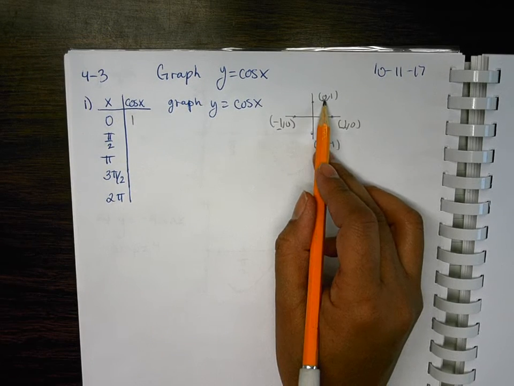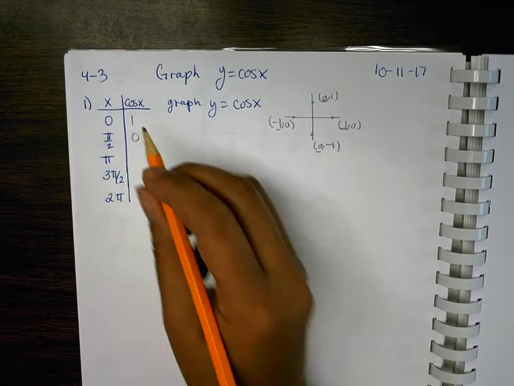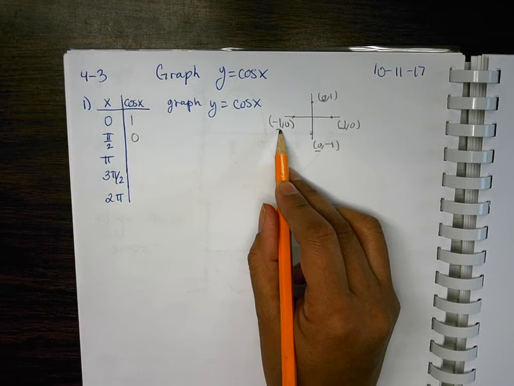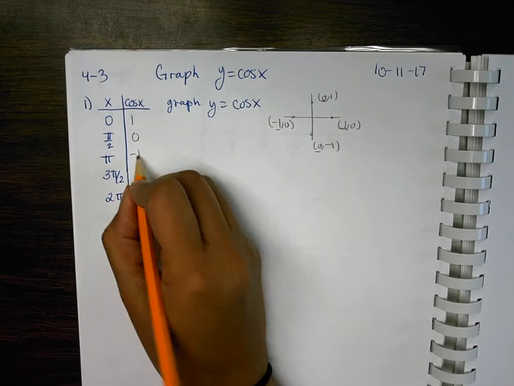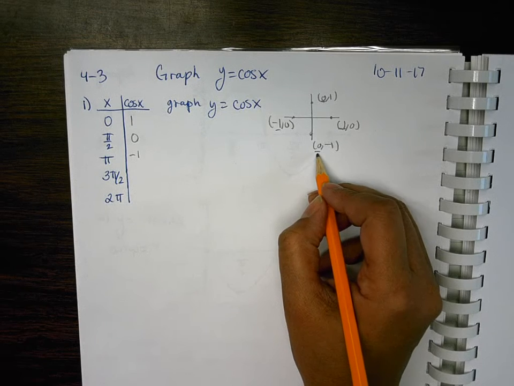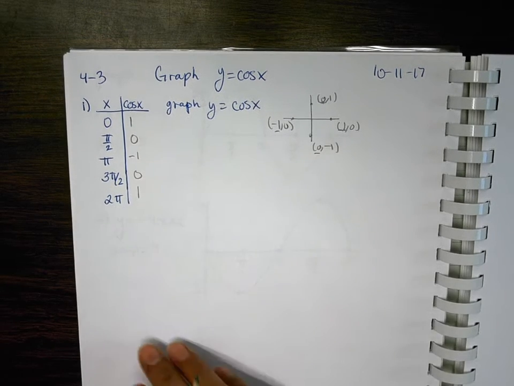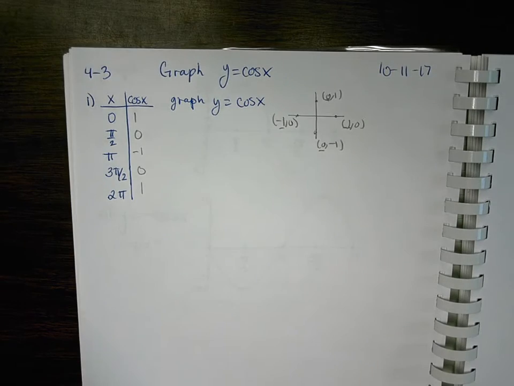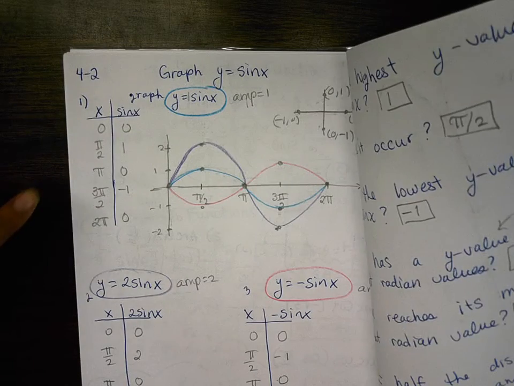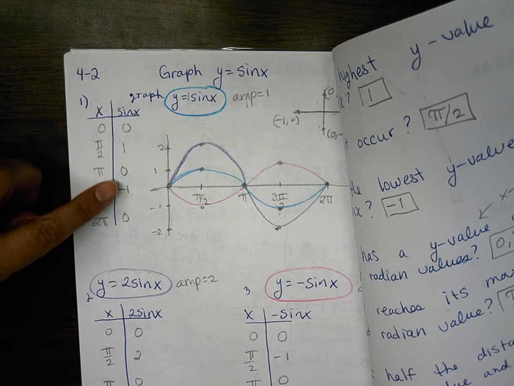Pi over 2, what's the x value? 0. Pi, negative 1. 3 pi over 2, 0. And 2 pi, 1. Okay, so remember the one we had yesterday was 0, 1, 0, negative 1, 0.